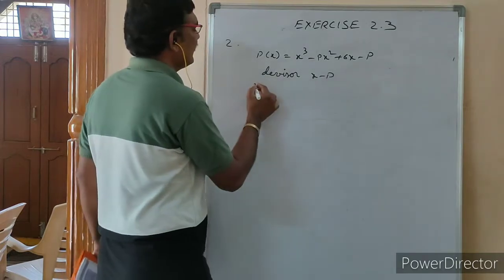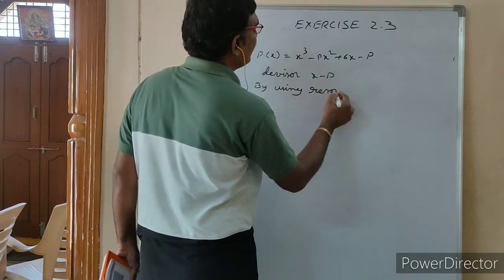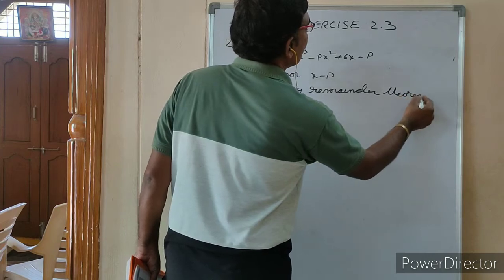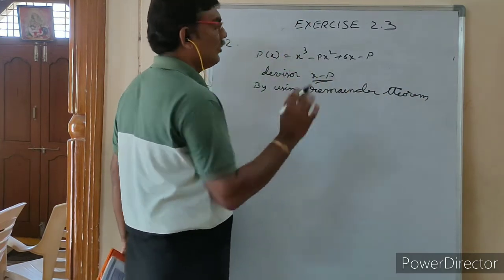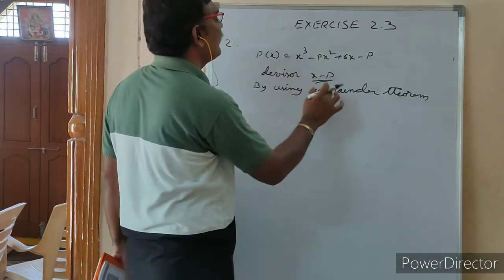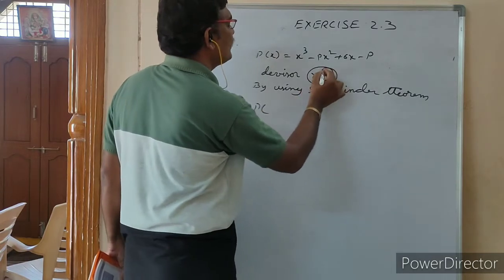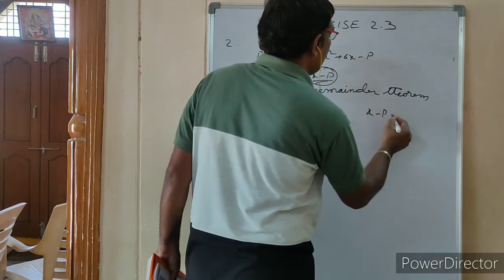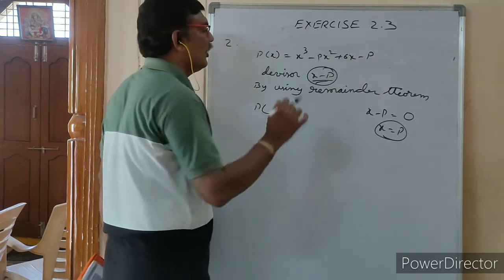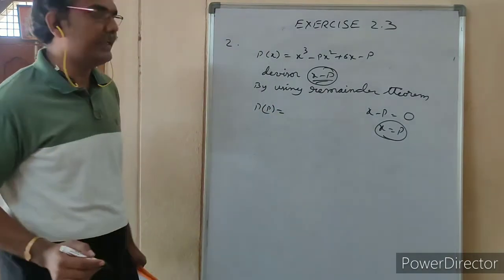So by using the remainder theorem, is this a linear polynomial or not? Linear polynomial means we can use the remainder theorem. Okay. So you have to equate the divisor to 0. I said already, x minus p equal to 0. Make x the subject. x is equal to p is the zero of this polynomial. So p of p you are finding.